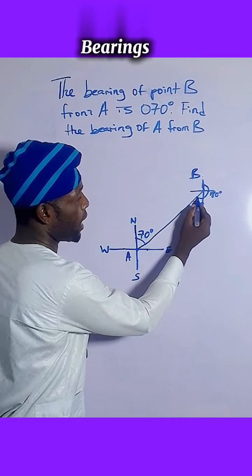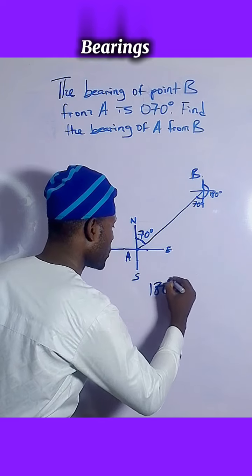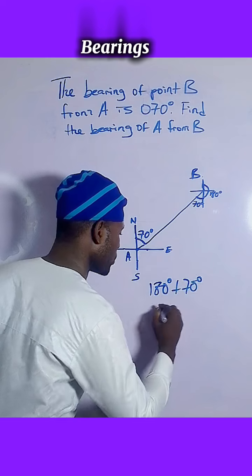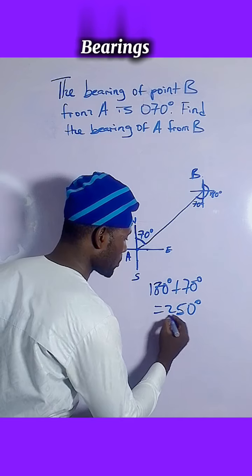Why? This angle is 70 degrees. Let's come here. This angle is 70 degrees, and this angle are alternate angles. That is why we have this angle being 70 degrees. Now we can say 180 degrees plus 70 degrees will give us 250 degrees.